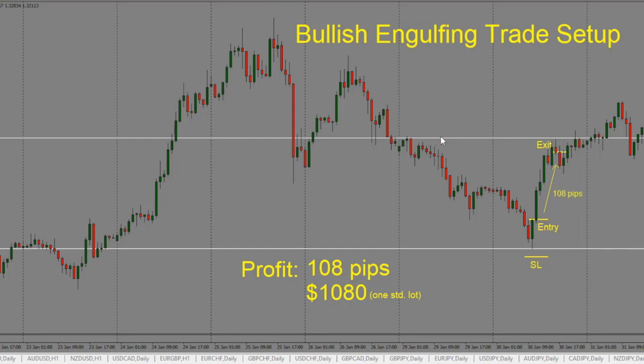Once we get into the next support and resistance area here, we see a pin bar in the opposite direction. That is a sign that price is likely to pull back or reverse direction, so we can exit the trade. From entry to exit here, we get 108 pips in our trade. So our profit is $1,080 when trading one standard lot.